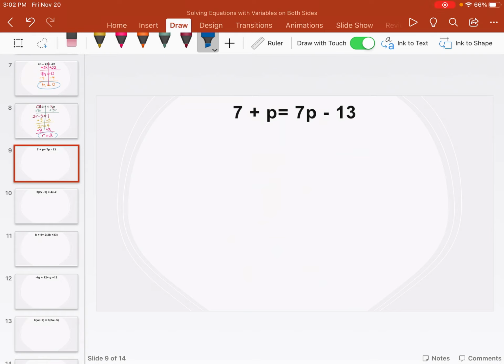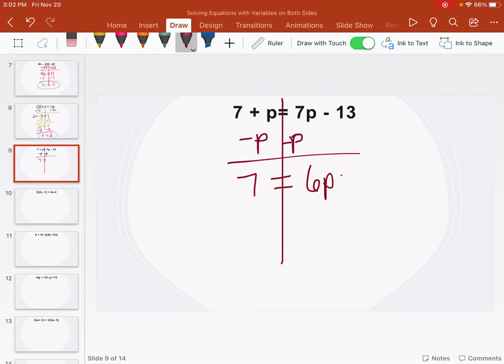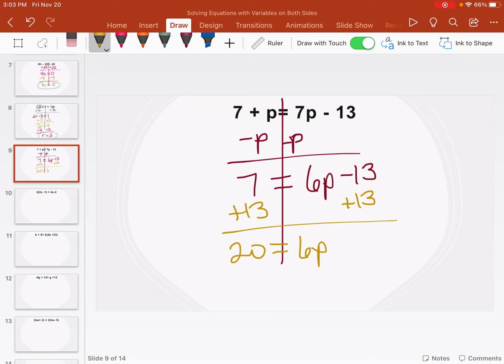All right, next problem. Subtract p. I get 7 equals 6p minus 13. Add 13. 7 plus 13 is 20 equals 6p. And then divide by 6.